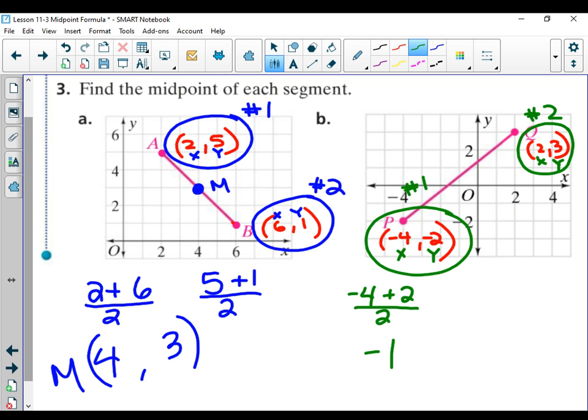Y from group 1, negative 2. Y from group 2, 1. Negative 2 plus 3... 1. 1 divided by 2, half or 0.5, which should you write? Doesn't matter. How would you write it if it was a half?